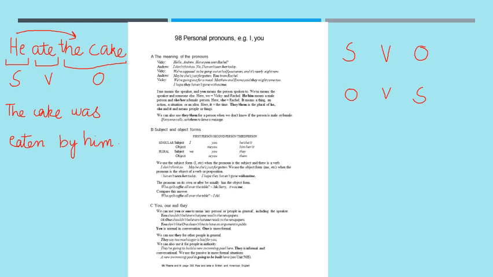I haven't seen her today. I hope they haven't gone without me. The pronoun on its own or after be usually has the object form.